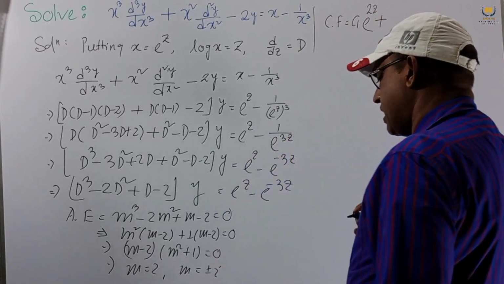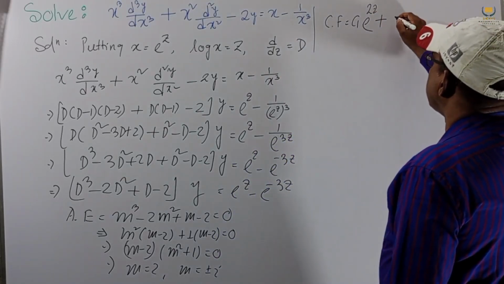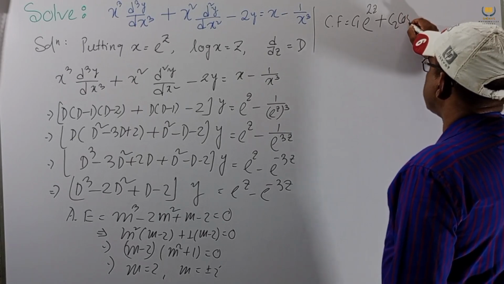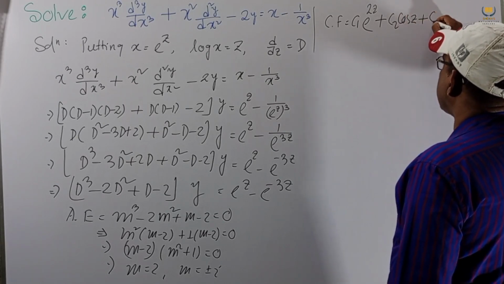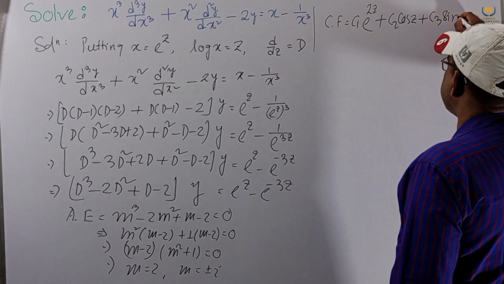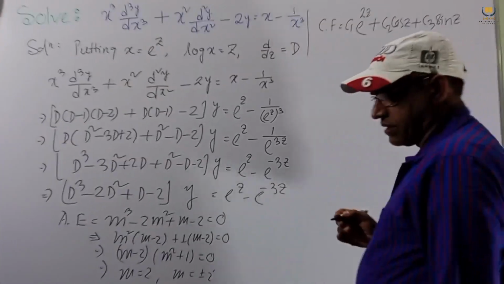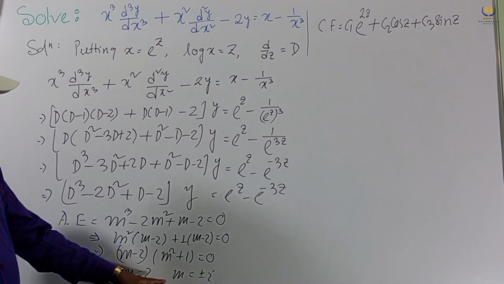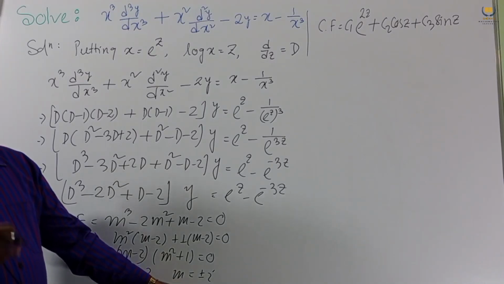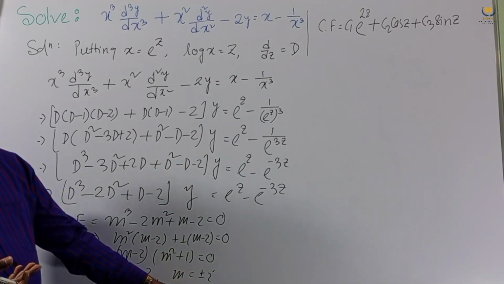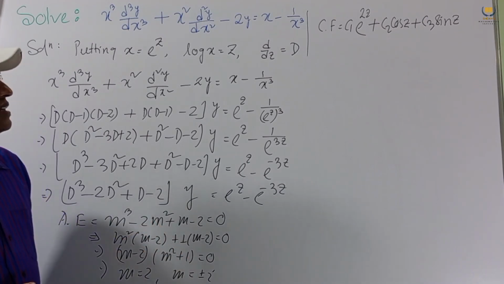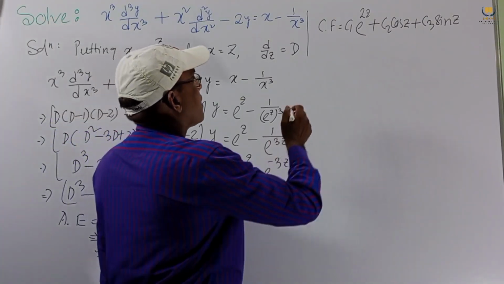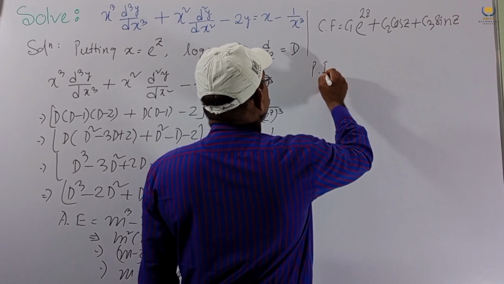So the complementary function CF equals C1 e to the power 2z plus, this is i, C2 cos z plus C3 sin z. We get this. For this we write e to the power 2z, and this is a complex number, so we get C2 cos z, C3 sin z. We get this. Now the particular integral.